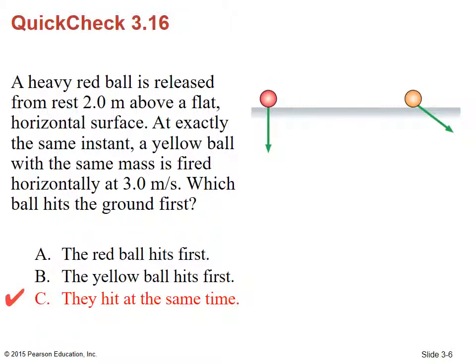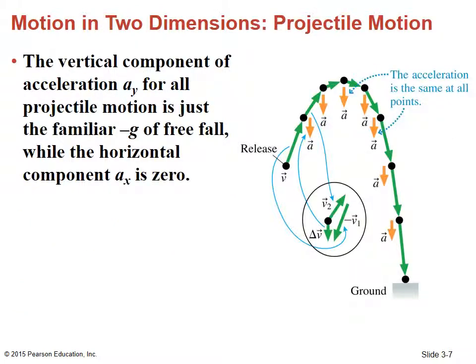The answer is C, they hit at the same time. The horizontal and vertical components of an object undergoing projectile motion are independent of each other. The vertical component of acceleration, a sub y, for all projectile motion is just the familiar minus g of free fall, while the horizontal component, a sub x, is 0.